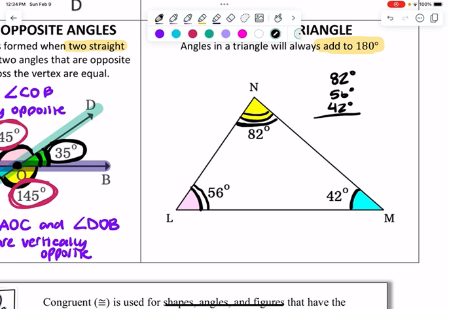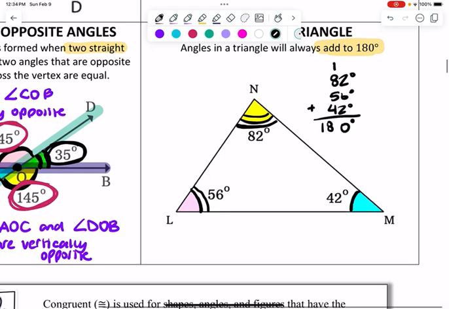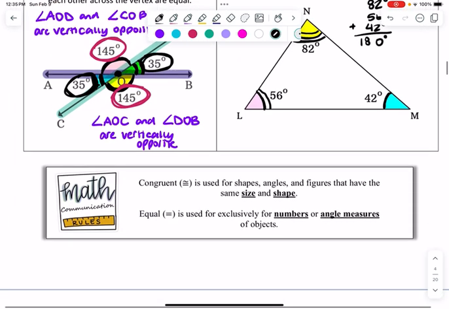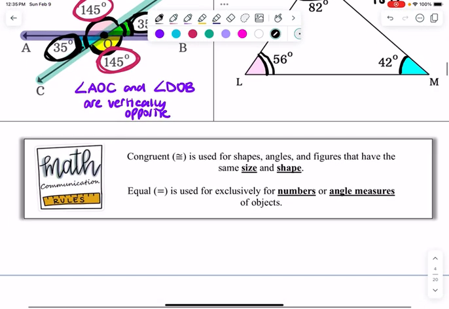2 plus 6 plus 2, 10. 8 plus 1 plus 5 plus 4, that's going to give me 18. So total, they add to 180 degrees. This is true for every single type of triangle you ever experience ever in your life. So very exciting. Let's talk about a little bit of notation here, just to make sure we're on the same page.